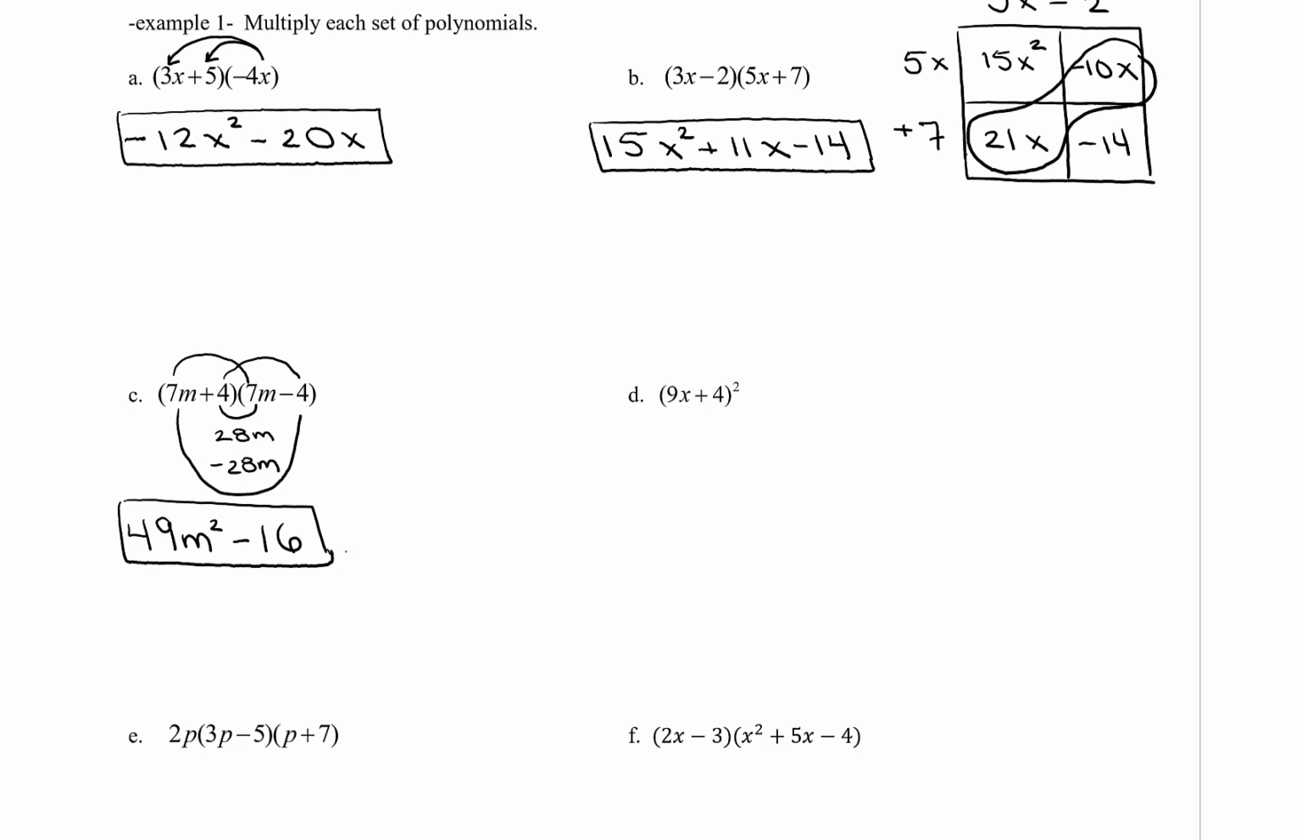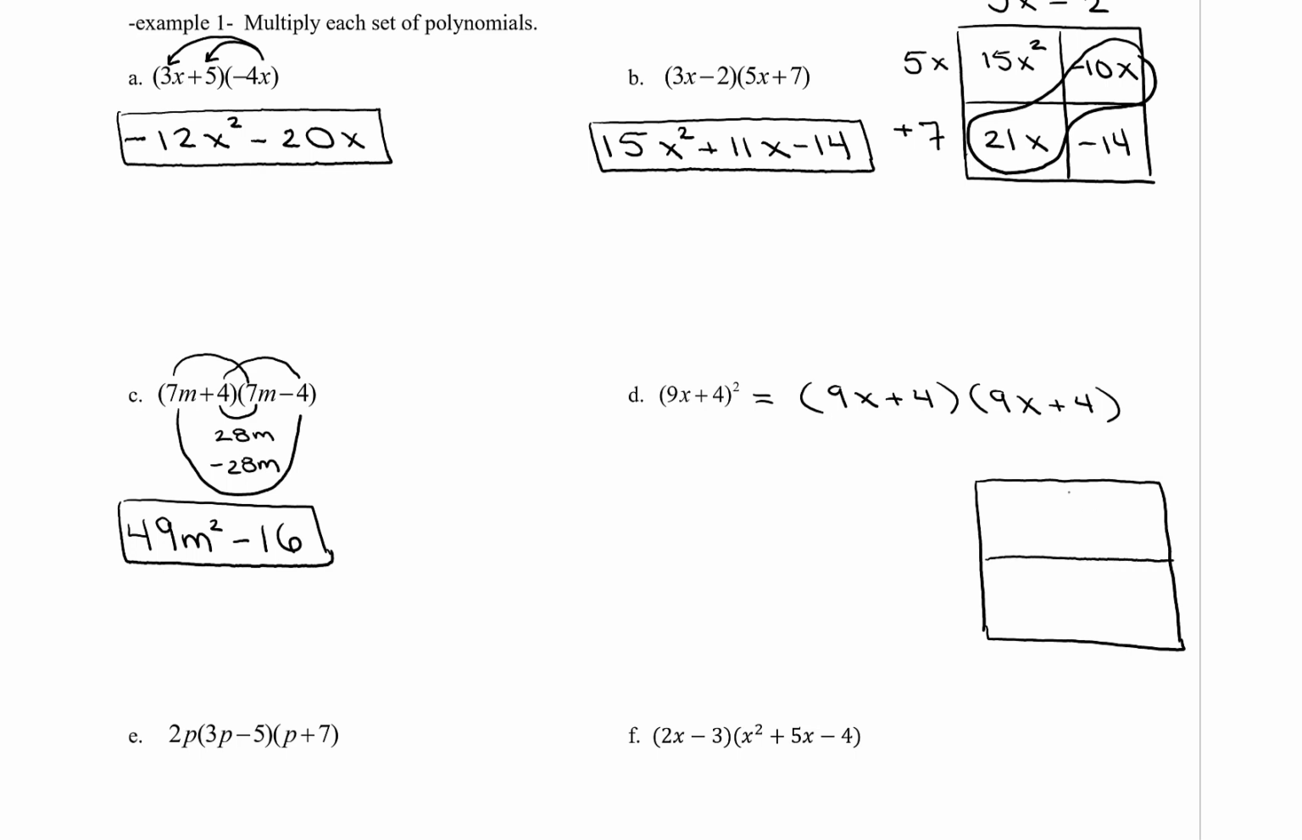D is going to be the binomial 9x plus 4. That quantity is going to be squared. So I'm going to write this equals the binomial 9x plus 4 times the binomial 9x plus 4. I'm going to use the box method for this one. Since I have two terms in the first binomial times two terms in the second binomial, I'm going to draw a 2 by 2 box. And I'm going to go ahead and write 9x plus 4 across the top of my box with the 9x on top of one of the columns and the 4 on top of the second column, and then 9x plus 4 down the left-hand side with the 9x in front of one of the rows and then the 4 in front of the second row.